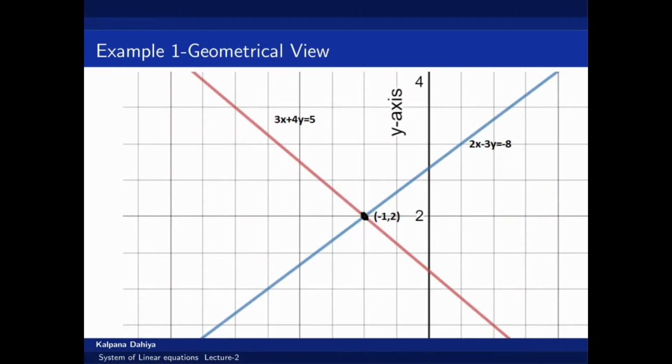Consider the geometrical view of this example. 3x plus 4y equal to 5 is the red line, and the blue line is 2x minus 3y equal to minus 8. These two lines have different slopes, so definitely they will intersect at a point, and that point is minus 1 comma 2. So this is the solution of your system of equations.